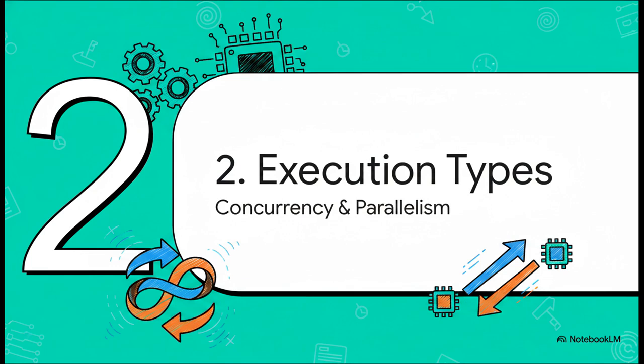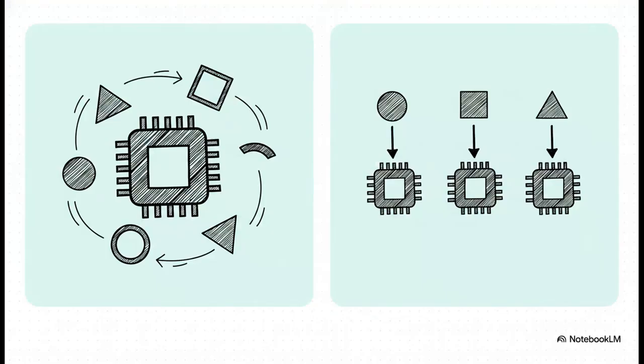Moving right along to Section 2, concurrency versus parallelism, defining execution types. Okay, so let's tackle one of the most essential questions in this space. People in computer science constantly confuse two very vital terms, concurrency and parallelism. Let's clear that up right now. The absolute crux of the matter is this delineation.